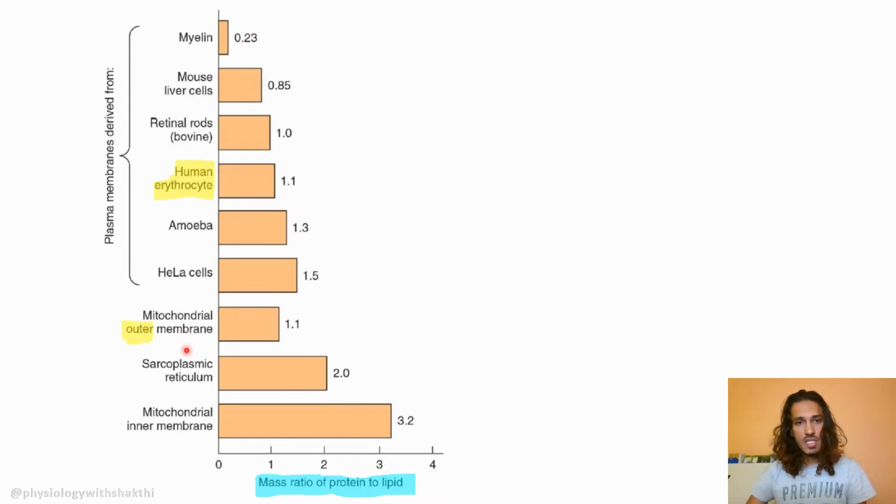Next, you can see the outer membrane of the mitochondria. The mitochondria has an inner membrane as well as an outer membrane. The outer membrane again is similar. Sarcoplasmic reticulum is a little higher, with more protein. That is 2. And the inner mitochondrial membrane is the maximum one, where protein is maximum. Compared to the outer, the inner membrane is 3.2. So this is a ratio. And the least is for myelin. So for the question, normal is 1:1, maximum protein content is for the mitochondrial inner membrane, and minimum is for myelin.